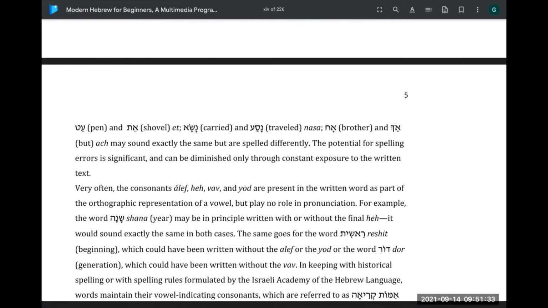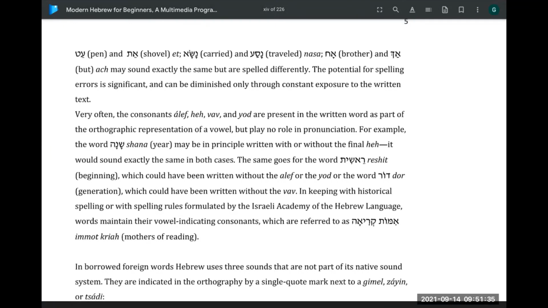All right, so here's some other ones here. Okay, et, pen, et. Notice they sound the same. It's a different word. This is a tet. This is a tav. Here's nasa, carried, and nasa. Sound the same way, but this is a samech, and this is a sin. And that's something. And then you've got an aleph here and an ayin here.